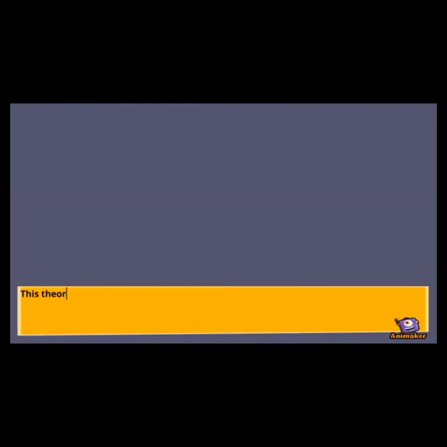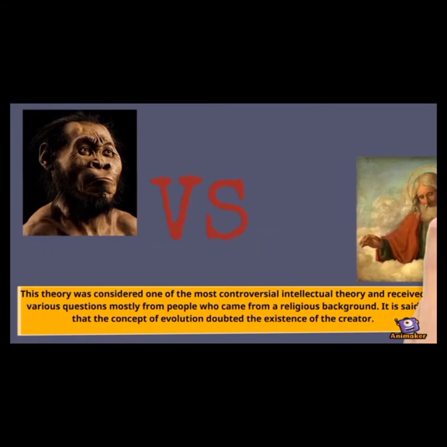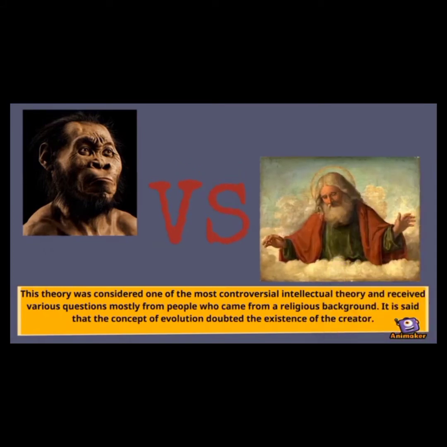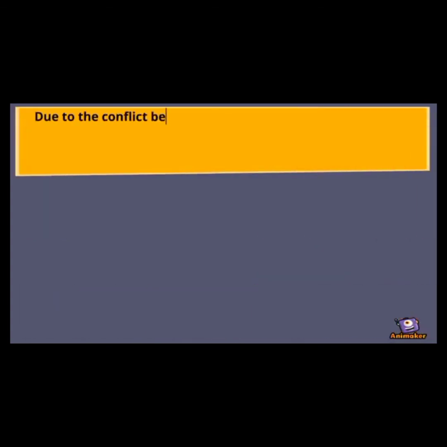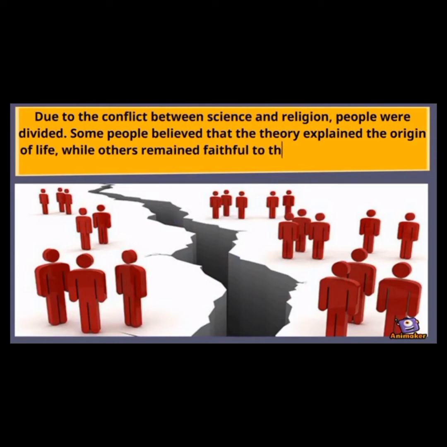This theory was considered one of the most controversial intellectual theories and received various questions mostly from people who came from a religious background. It is said that the concept of evolution doubted the existence of the creator. Due to the conflict between science and religion, people were divided. Some people believed that the theory explained the origin of life, while others remained faithful to their religion and refused to accept his theory.